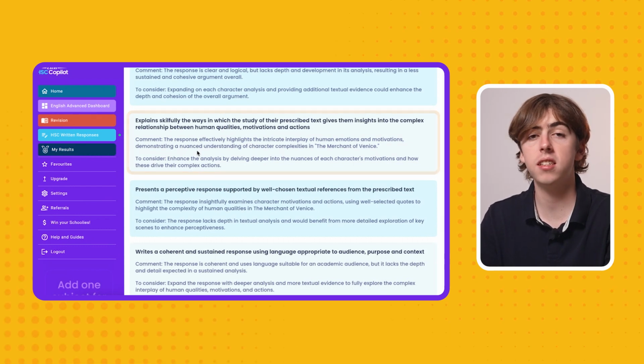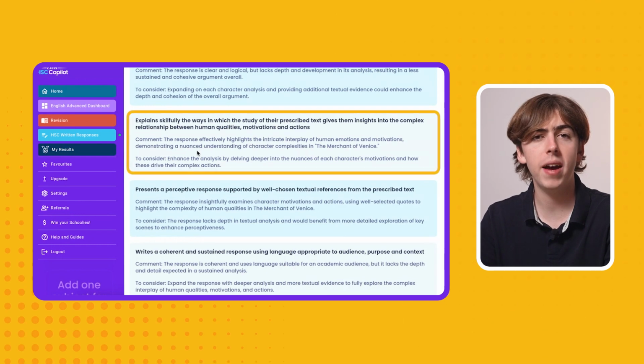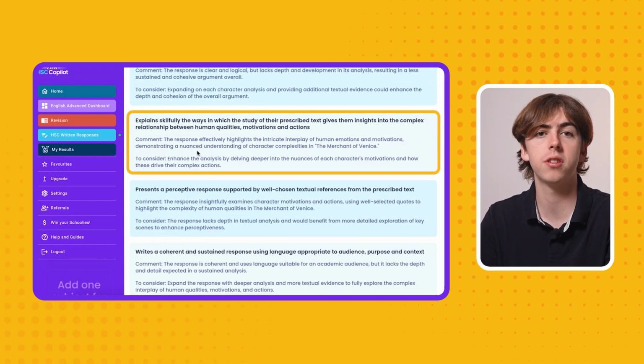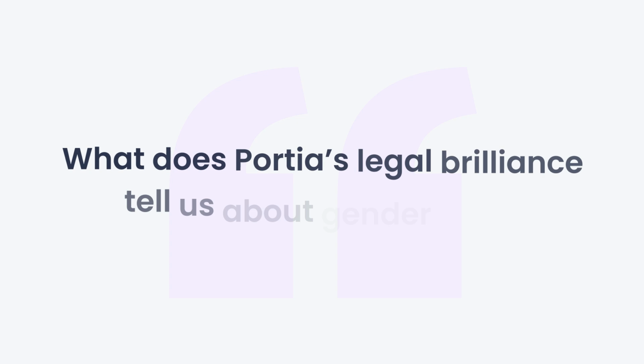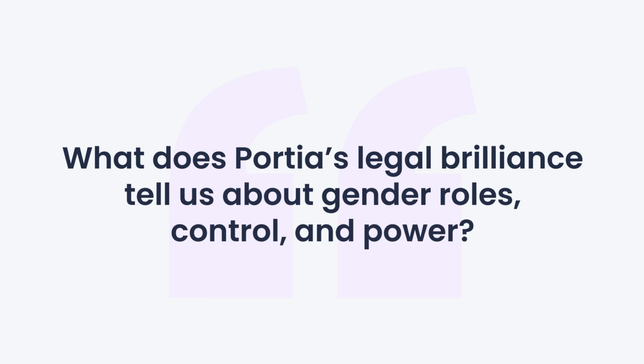So to improve on this, instead of listing character traits and matching them to quotes, we need to unpack the tensions and contradictions behind their choices. For example, how does Shylock's demand for justice contradict his appeal for shared humanity? Or what does Portia's legal brilliance tell us about gender roles, control, and power?